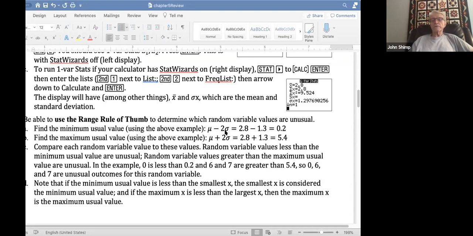So if a random variable value was exactly equal to that, then it would be usual. But if it is more than 2 standard deviations away from the mean in the subtraction direction, to the left on the number line, it would be considered unusual. And then on the positive side, we would add 2 standard deviations to the mean to get the maximum usual value. So any number equal to mu plus 2 sigma is going to be usual, but anything bigger than mu plus 2 sigma is going to be unusual. And any number between the minimum usual and the maximum usual is going to be usual.